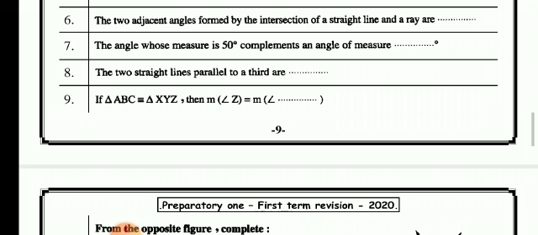Two straight lines parallel to a third, then they are parallel. All of them are parallel. The three lines are parallel. If triangle ABC is congruent to triangle XYZ, then the measure of angle Z equals, excellent, the measure of angle C.